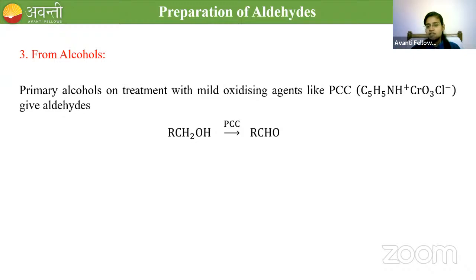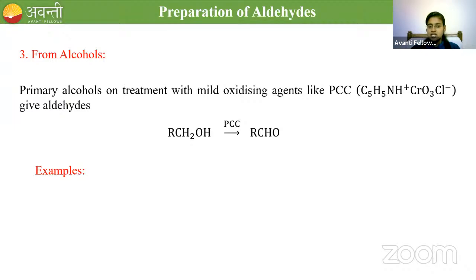RCH2OH, on treatment with PCC, gives RCHO. So guys, please don't be like this. Still we have time. Please go and revise all the topics and the lessons that we have discussed so far. Clear? So coming to the lesson, primary alcohol will give aldehyde.